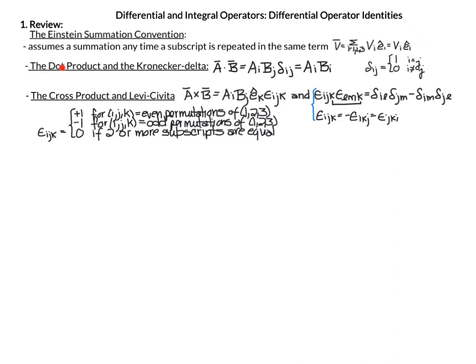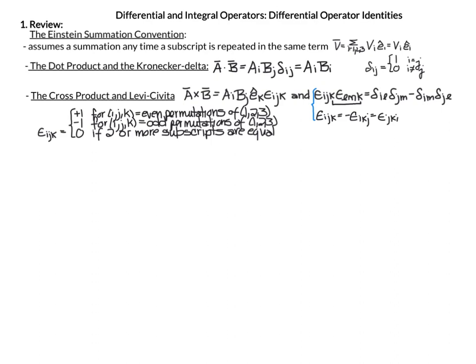The next thing we want to talk about is the dot product and the Kronecker-Delta. In index notation, we found that a dot b is equal to a sub i, b sub j, times the Kronecker-Delta sub ij. The Kronecker-Delta is equal to 1 when i is equal to j, and 0 when i is not equal to j. So the only components that are going to be left are the ith component of a and the ith component of b, and then we can get rid of the Kronecker-Delta.